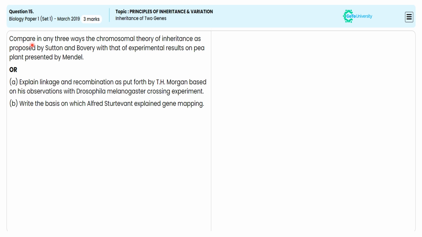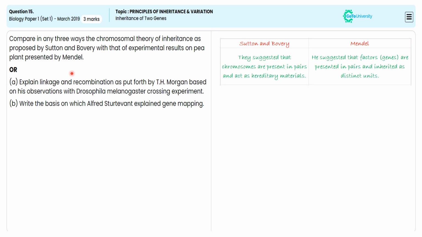In this 3 mark subjective question, in the first optional question, they are directing us to specify the comparative analysis of chromosomal theory of inheritance as proposed by Sutton and Boveri, and experiment result on garden pea plant presented by Gregor Mendel. For this, we are specifying Sutton suggested that chromosomes are present in pair and act as a hereditary unit, whereas Mendel suggested that factors or genes are present in pair and inherited as distinct unit. For this illustration, we are getting 1 mark.